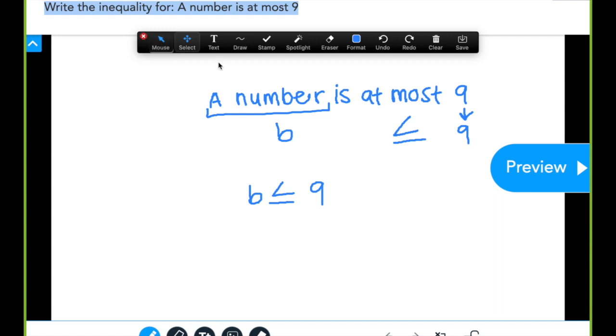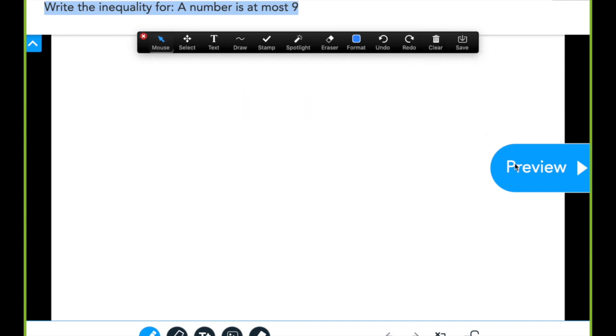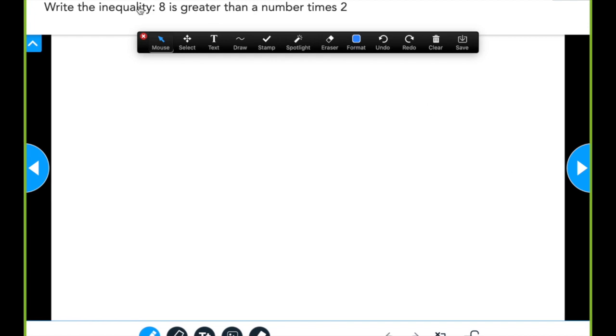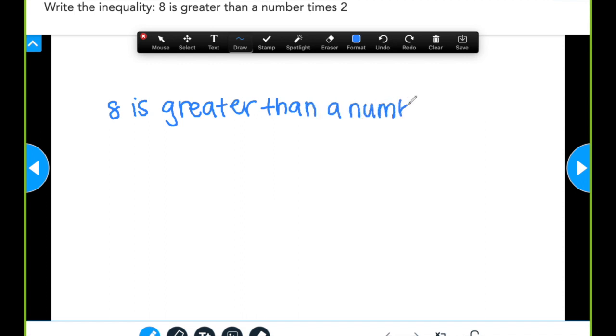So let's try out another one. Let me clear this. The next one says to write the inequality 8 is greater than a number times 2. So I'll give you time to write down the inequality expression. Okay. So over here we have 8 is greater than a number times 2.